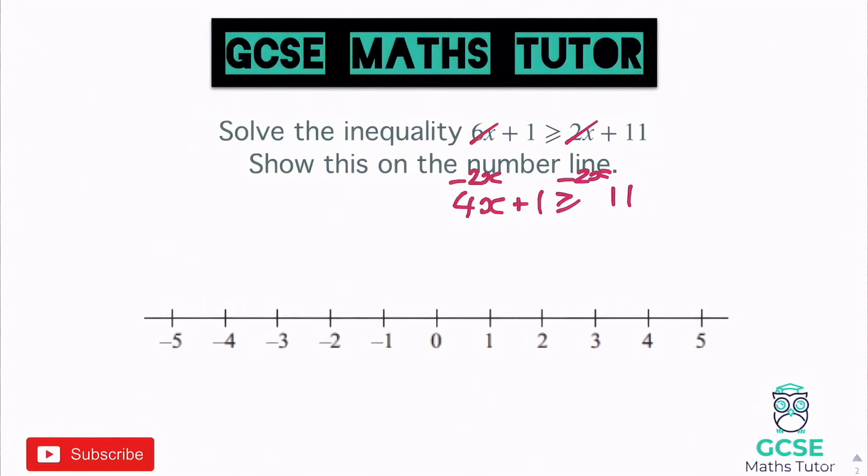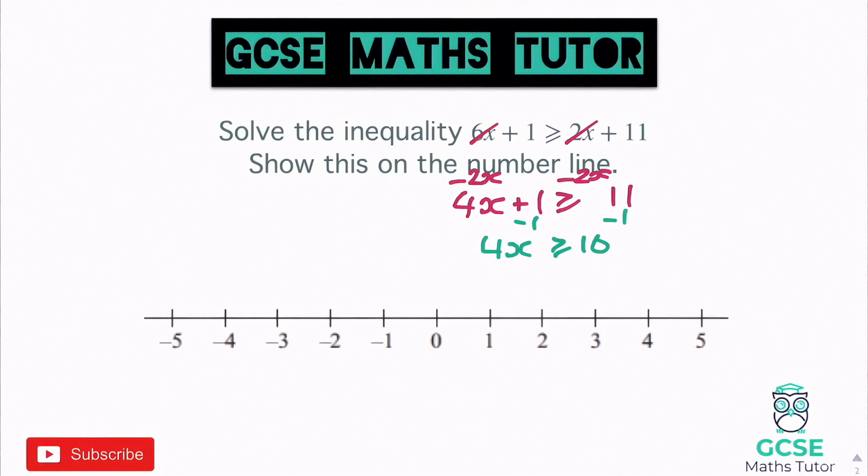Now we can go about taking away the 1 from both sides. Okay, so just like on the previous question, we'll get rid of the 1. We want to get to it saying x is bigger than or equal to. So we're going to have 4x now is bigger than or equal to 10. And then we need to divide both sides by 4.